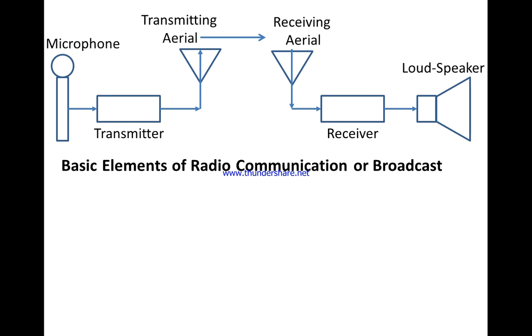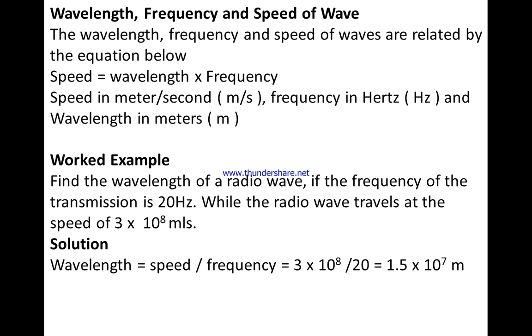And then when this transmitting aerial transmits the signal, the receiving aerial receives it and then conveys it to the receiver. The receiver here then converts the received electronic signals back into human voice type of information. This information is then heard through the loudspeaker, which echoes or brings out the sound of the information that was at first spoken through the microphone. So these are the basic elements of radio communication or broadcast.